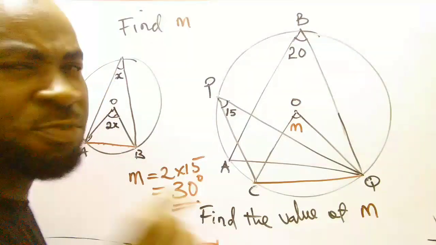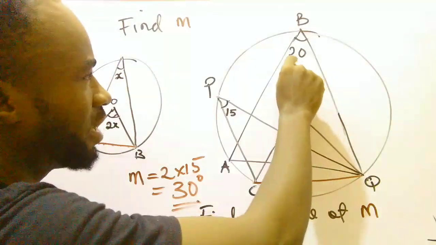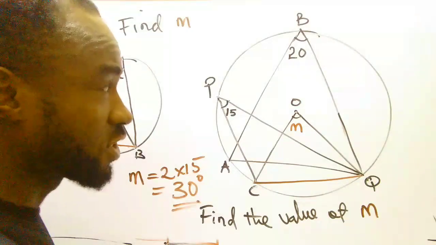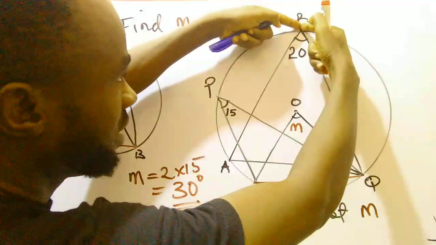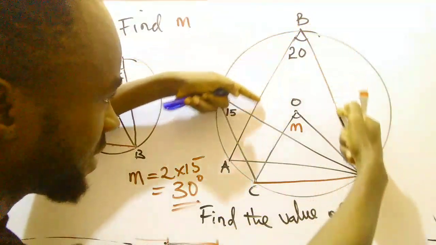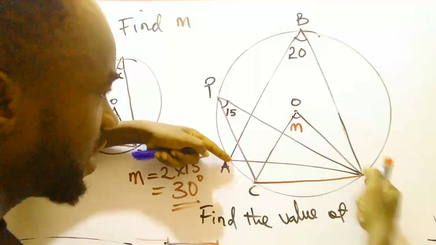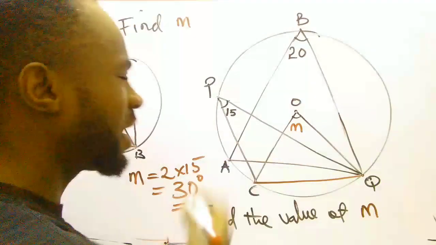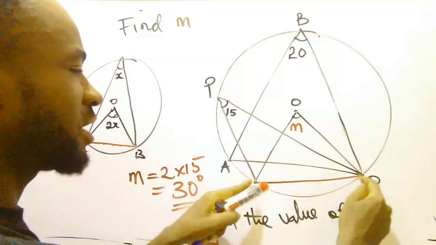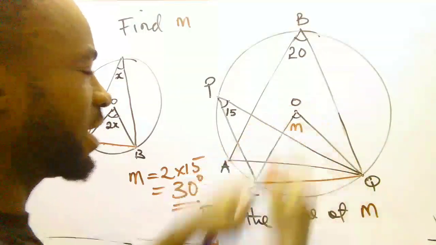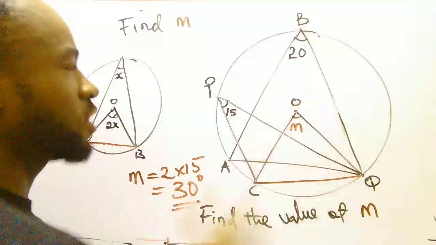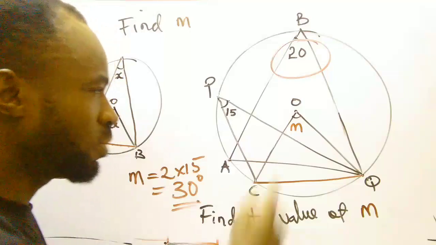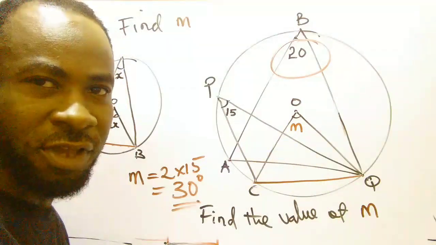Now the answer, most people say that the answer is 2 times 20, which is 40 degrees. No. Why? Because if you trace down the chord or the arc that's subtending angle 20, it is this chord AQ. It is not the same chord as the one subtending the center. So this is just a redundant angle. We don't need it to be able to get the value of M, okay?